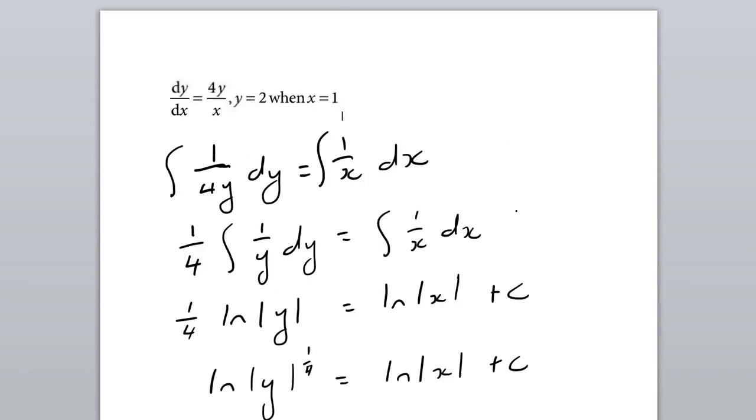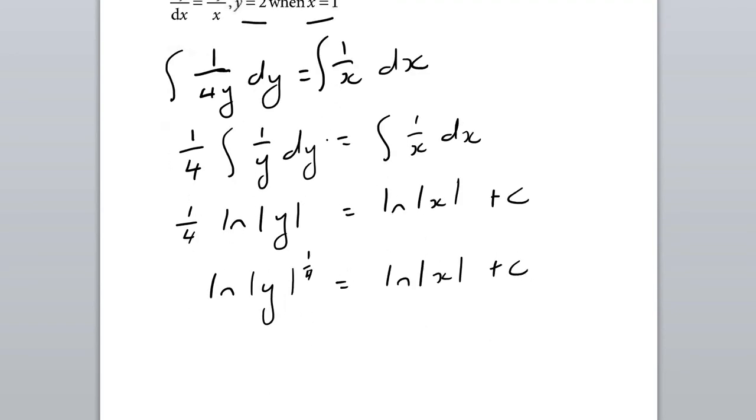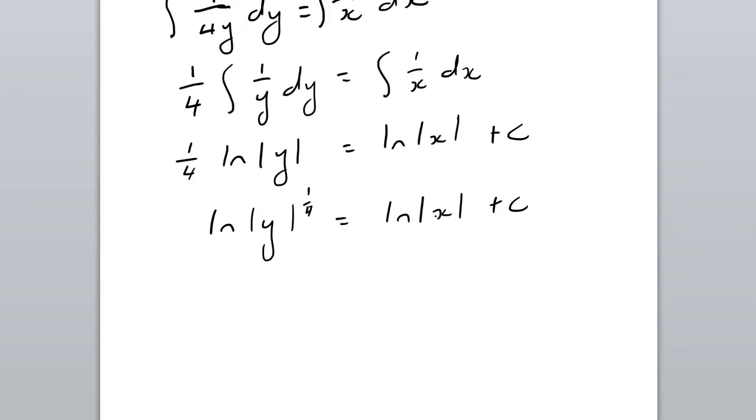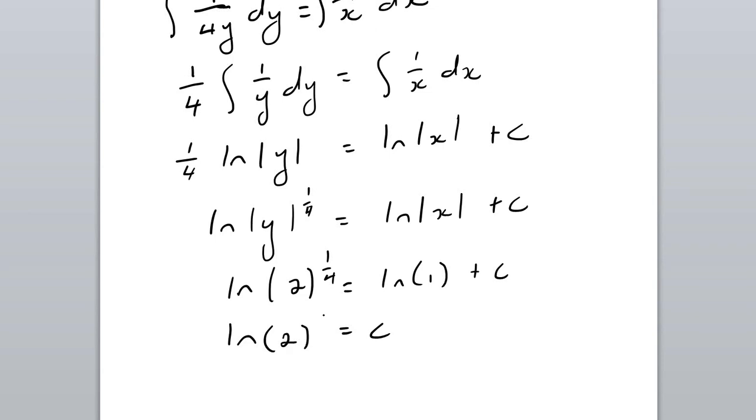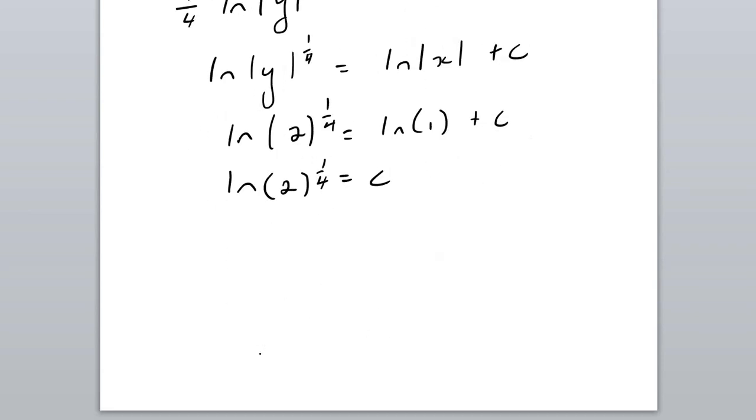But again, from the original we notice that y is equal to 2 when x is equal to 1. So I'm going to replace y with a 2 and I'm going to replace x with a 1. So this now becomes natural log of 2 to the power of 1 over 4 is equal to the natural log of 1, which we know is 0, plus c. So therefore in this case, c is equal to the natural log of 2 to the power of a quarter.